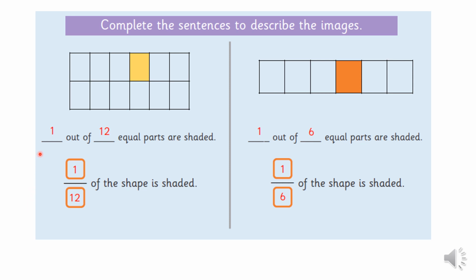For this shape, you can see that 1 out of a possible 12 equal parts have been shaded, and therefore the fraction is 1/12. Over here, 1 out of 6 possible parts have been shaded, therefore the fraction is 1/6.